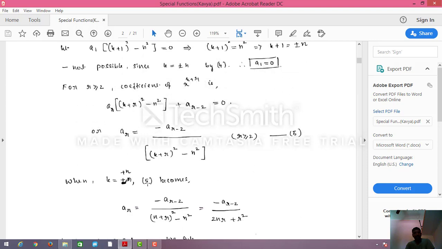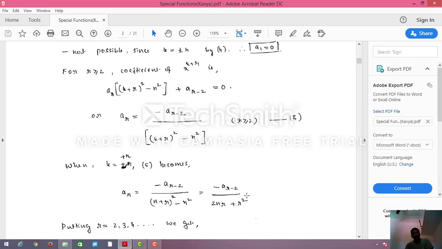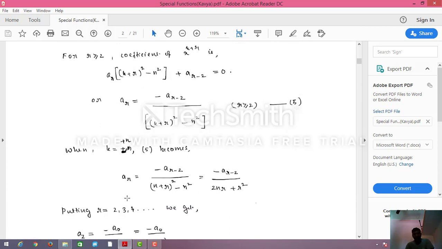If k equal to plus n, equation 5 becomes A_r equal to minus of A_(r-2) divided by n plus r whole square minus n square. We expand this: n square plus r square plus 2nr. If you simplify this, you will get 2nr plus r square. Now putting r equal to 2, 3, 4 like this in this equation.